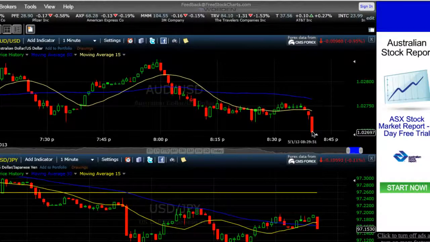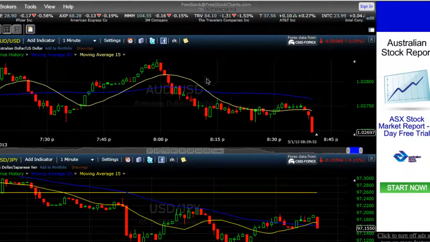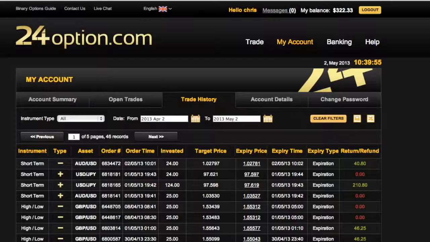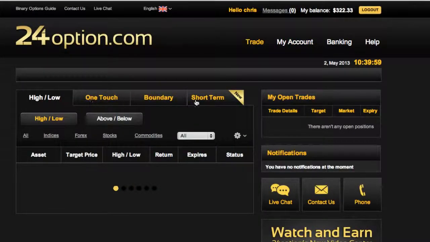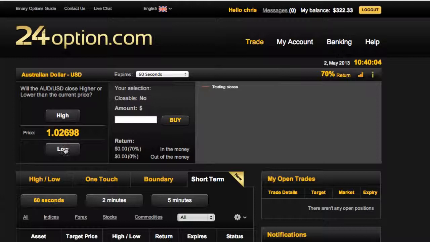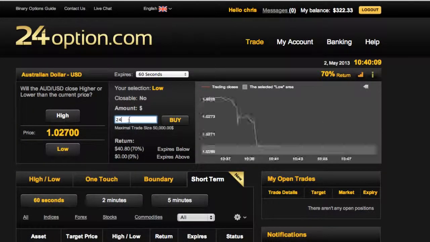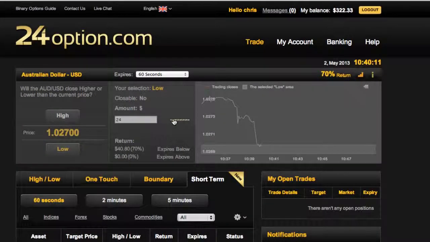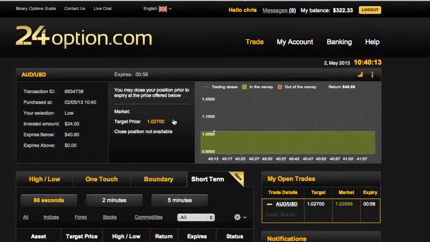So let's actually do it. I've got it open. Okay, so go into 60 seconds. The Australia USD. We're going to do a low call. $24 is the minimum investment. Click buy. So let's actually see this in action. So this is my test trade in inverted commas.